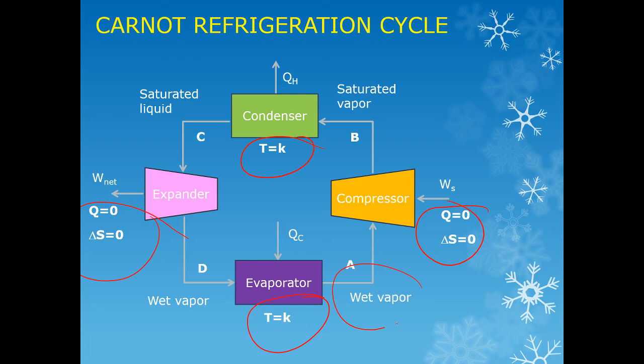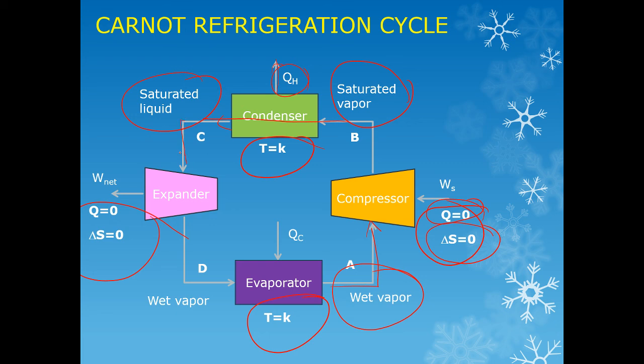As mentioned, this is the cycle of the Carnot refrigeration. Let's start with the wet vapor. Okay, it enters the compressor, and then sa compressor, it's compressed through an adiabatic and reversible process. Kaya delta S is 0. And then, it becomes a saturated vapor. It undergoes an isothermal process wherein it dumps the heat to the hot temperature reservoir. It becomes a saturated liquid.